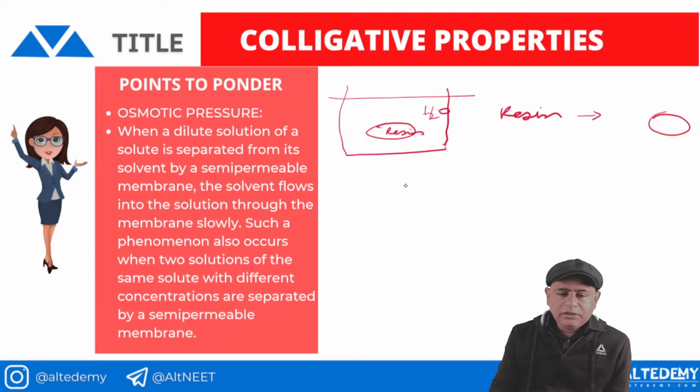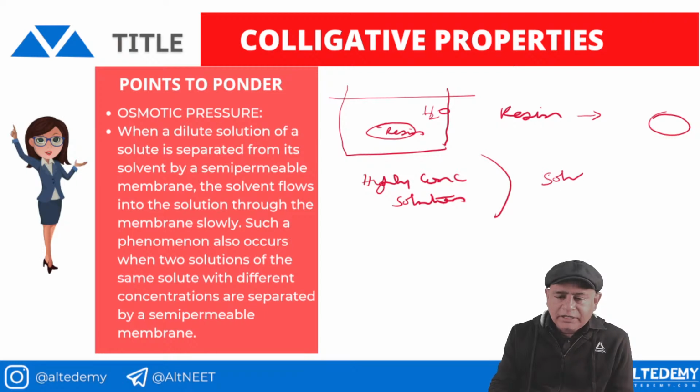Look what has happened. Inside the resin, there is a highly concentrated solution. And outside, we have solvent particles. And what ultimately has happened? There is a net inflow of solvent particles from lower concentration to higher concentration.